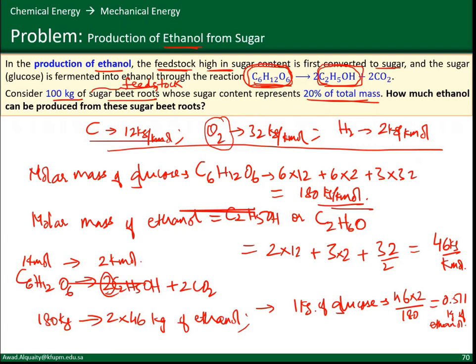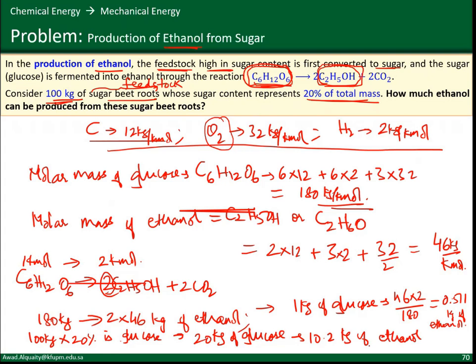Once you know how much ethanol 1 kilogram of glucose will produce, the second part is very simple. You're dealing with a feedstock which is 100 kilograms in mass, and 20% of this is sugar content, glucose, which means we are dealing with 20 kilograms of glucose. Okay, so 1 kilogram of glucose corresponds to 0.511. 20 kilograms of glucose will correspond to 20 times 0.511, which is about 10.2 kilograms of ethanol.